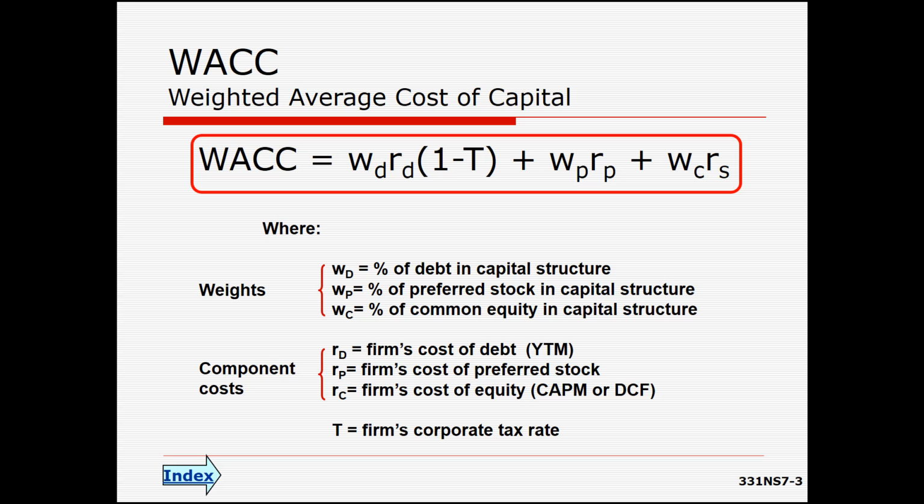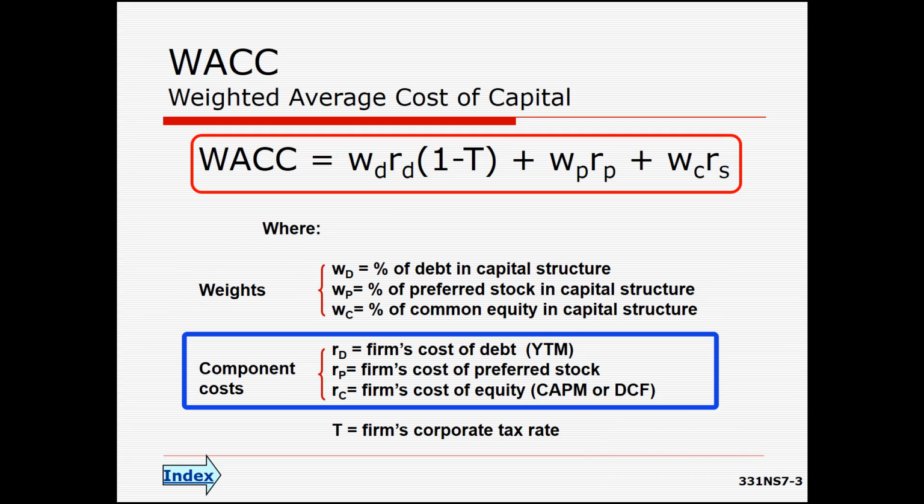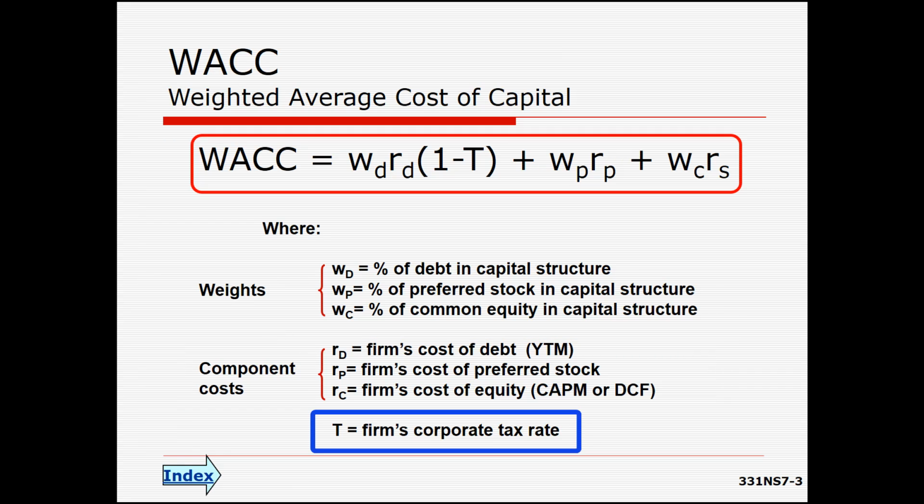This is the weighted average cost of capital formula. The W factors are the weights, the percentage of each component that make up the funding of the firm. The R components are the cost of each type of capital, the cost of debt, the cost of preferred, etc. T is the firm's corporate tax rate. We'll look at how we arrive at each variable in this equation.